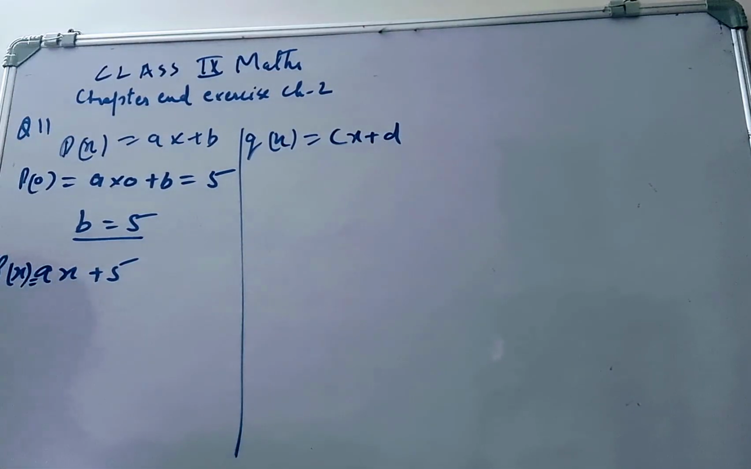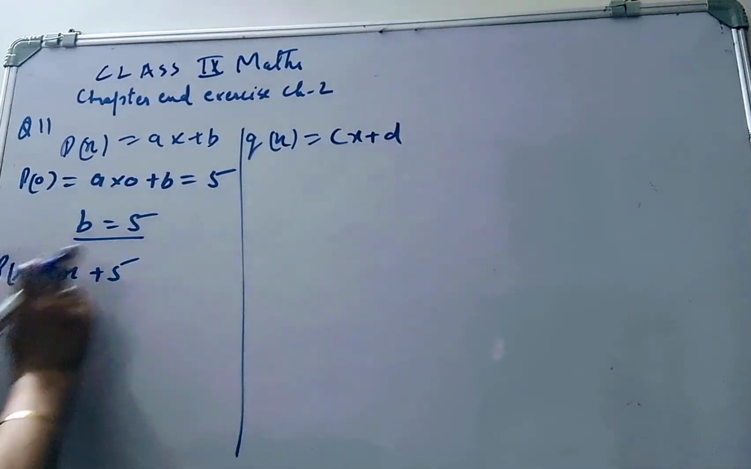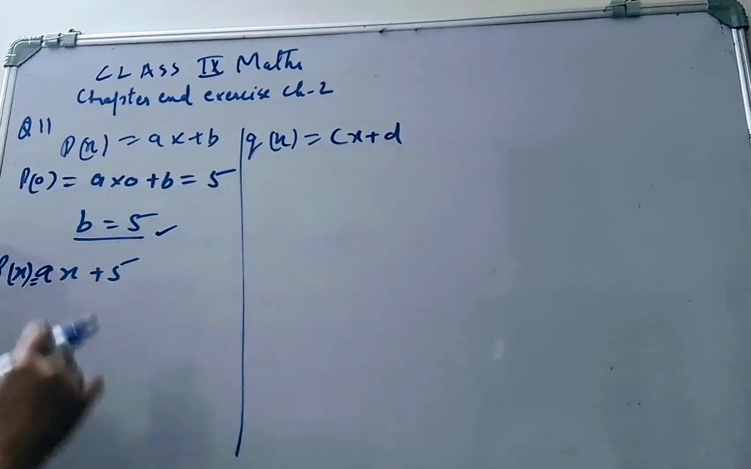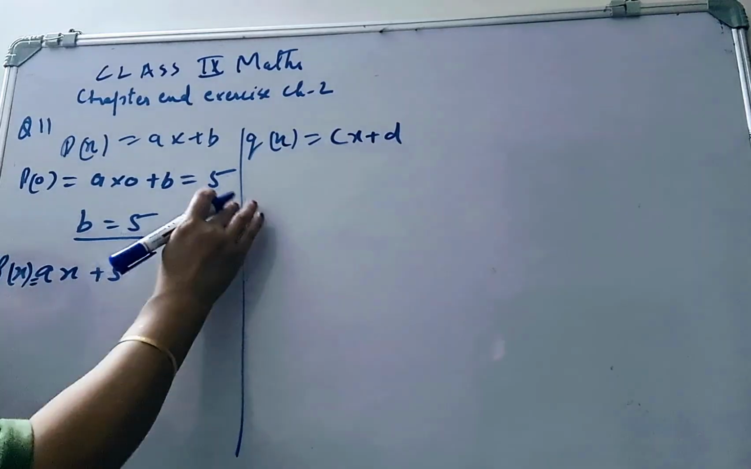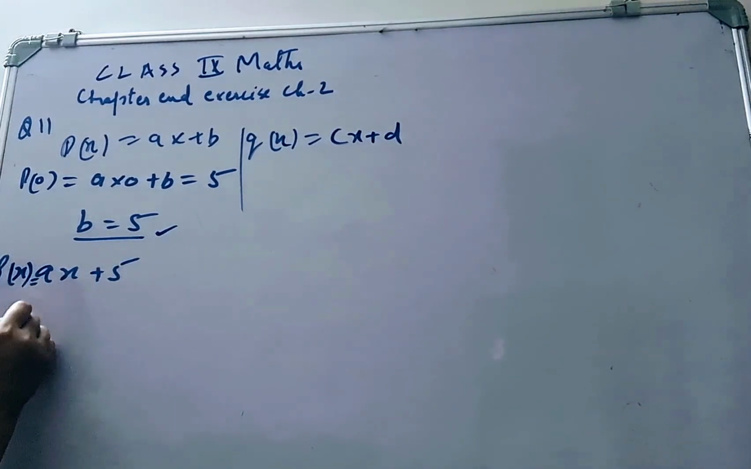Now, the polynomial P(x) minus Q(x) cuts the x-axis at (3, 0). And thirdly, the sum P(x) plus Q(x) is equal to 6x + 4 for all real x. Find the polynomials P(x) and Q(x). So I have first found the value of b. Now we will go to the third equation. I will go for the third one.